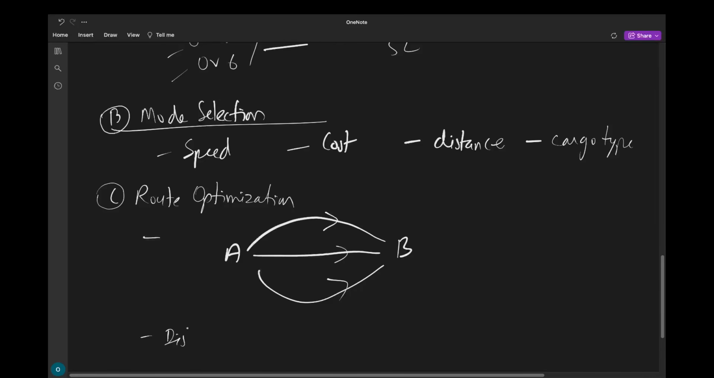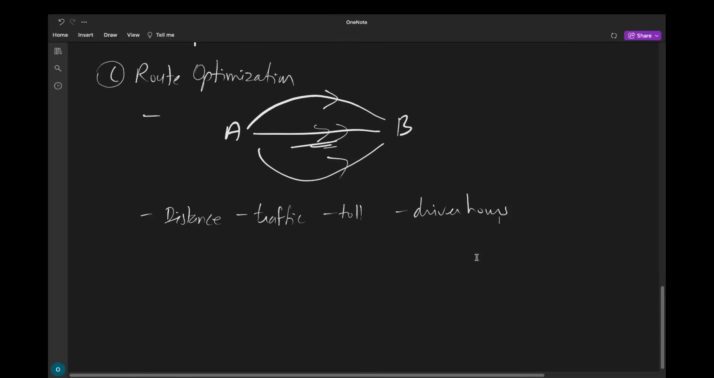Again, distance, because we want to travel minimum distance. Then traffic. Sometimes this may be of minimum distance, but there is huge traffic here. So we want to avoid the traffic, and we may travel an extra 10 kilometers to save 2 hours of delay in the traffic, right? So distance, then traffic. Third is toll. Sometimes we change the route to avoid the toll. Then driver's hours, because if more hours are involved, we have to pay more to the driver. So these are the variables for route optimization.